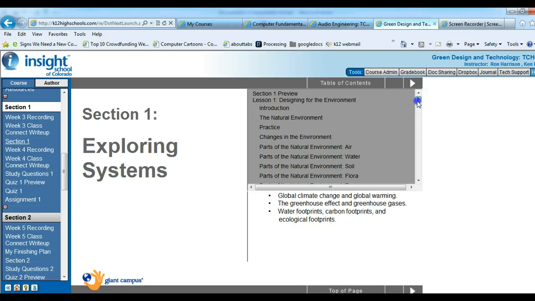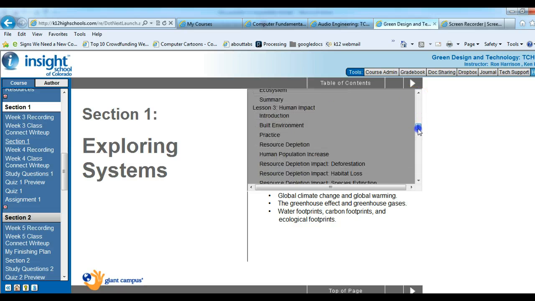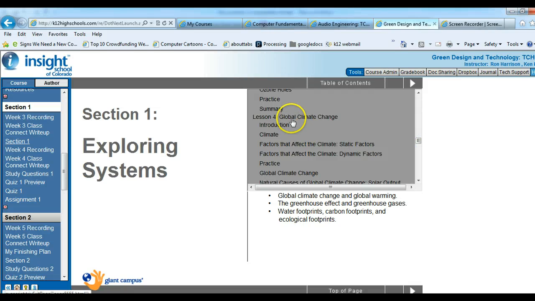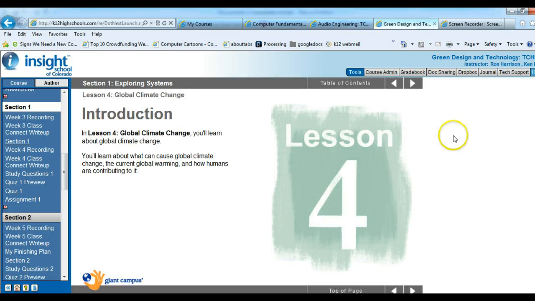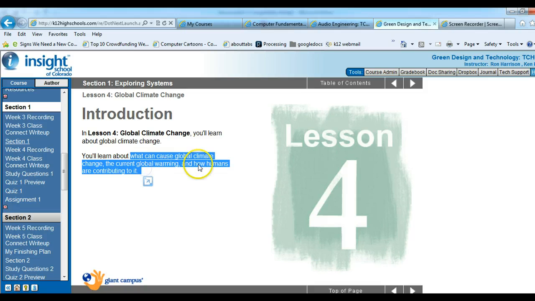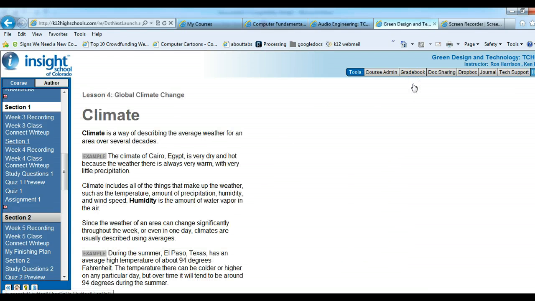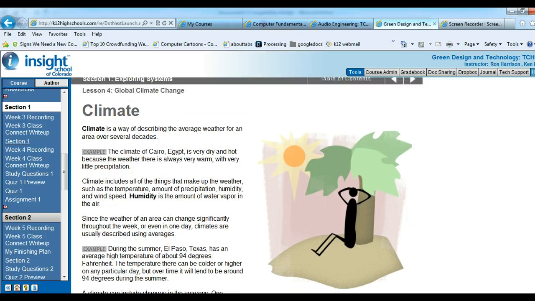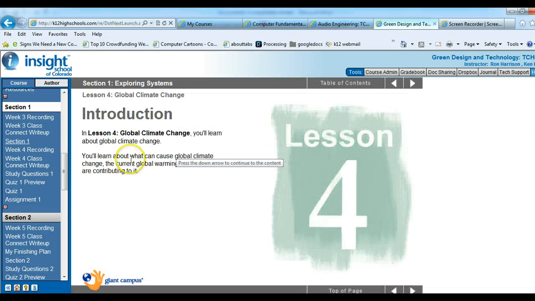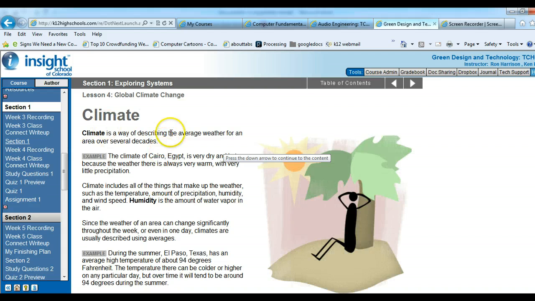And of course I'm going to go down to lesson 4 because I covered lessons 1, 2, and 3 last week. So jumping into lesson 4, all about global climate change. The main topic for this week is what can cause global climate change, the current global warming, and how humans are contributing to it. Now, as you go through this, you'll see certain topics. What I just mentioned, this part right here, is what this week is all about. So that's the first answer to the Class Connect write-up questions. And then as you go through it, you'll see different topics.